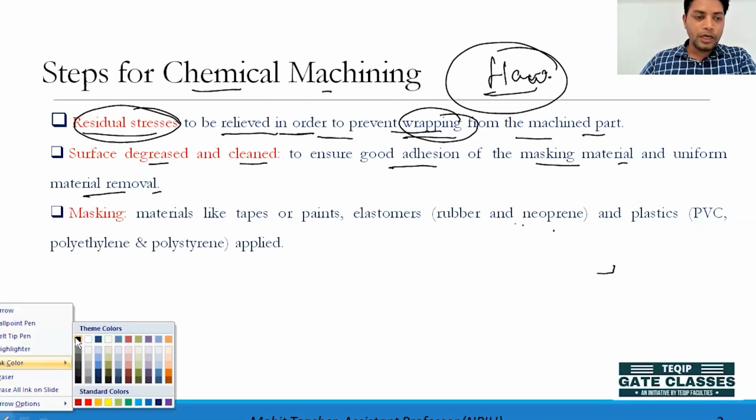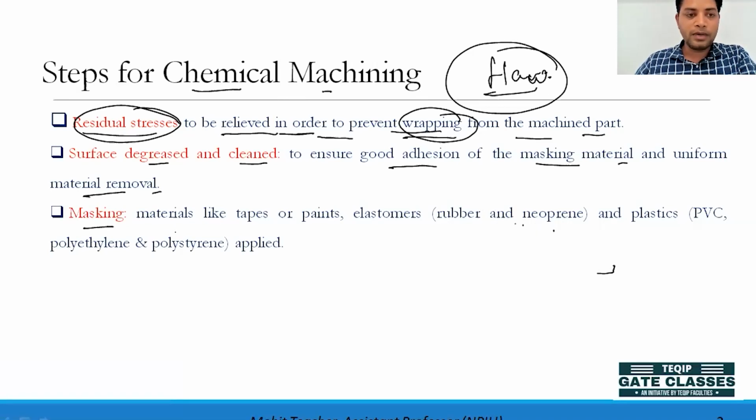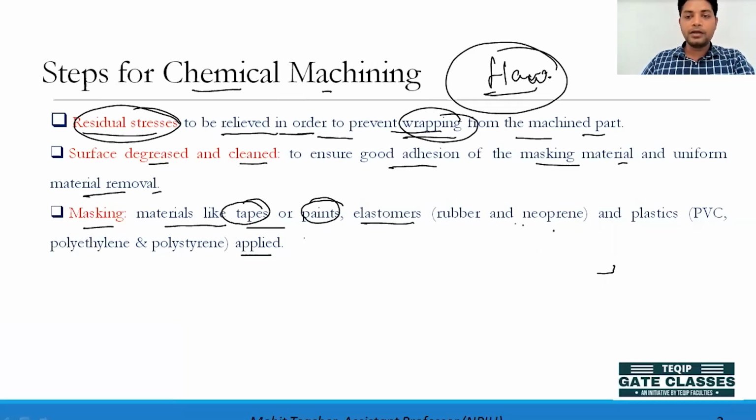Okay. Now, third one is the masking. Materials like tapes, cello tapes I'm talking about, and paints, elastomers and plastics are applied. So these are the categories basically. For steel, different types of masking material are available. For aluminum, different types of material are available. Okay, so these are fixed.